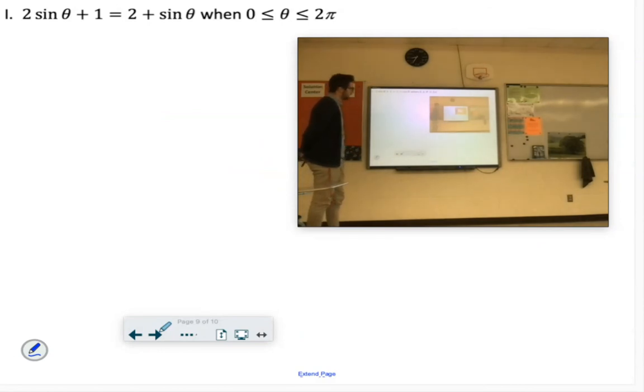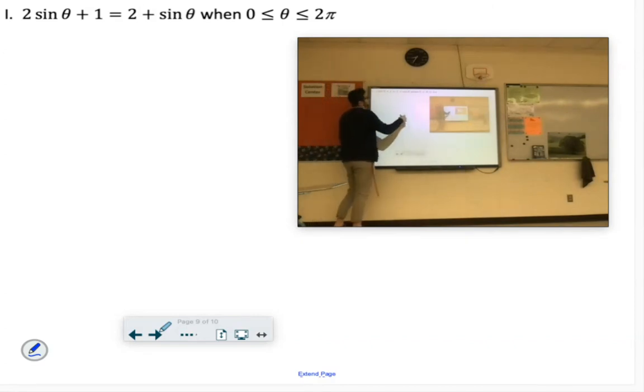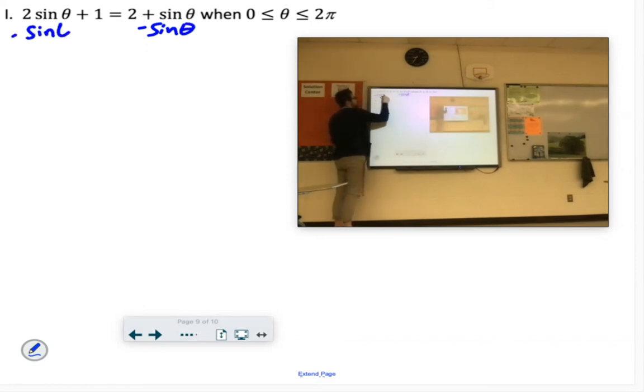Now this is radians. Okay. Let's get the signs on the same side. I saw the sign, and I subtracted from both sides sine of theta.